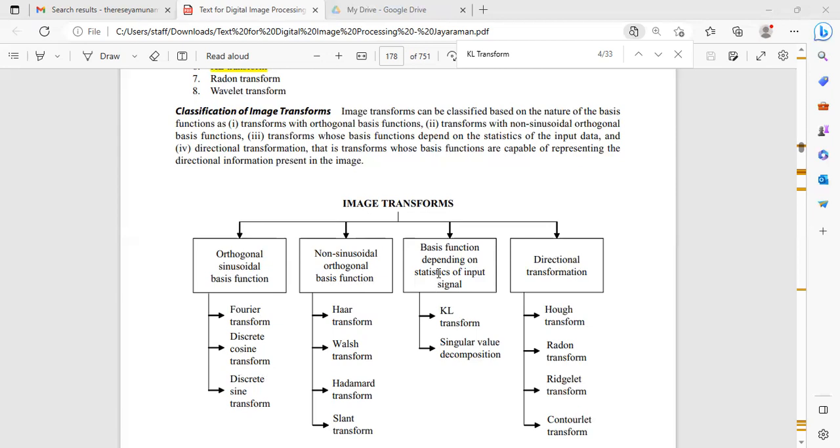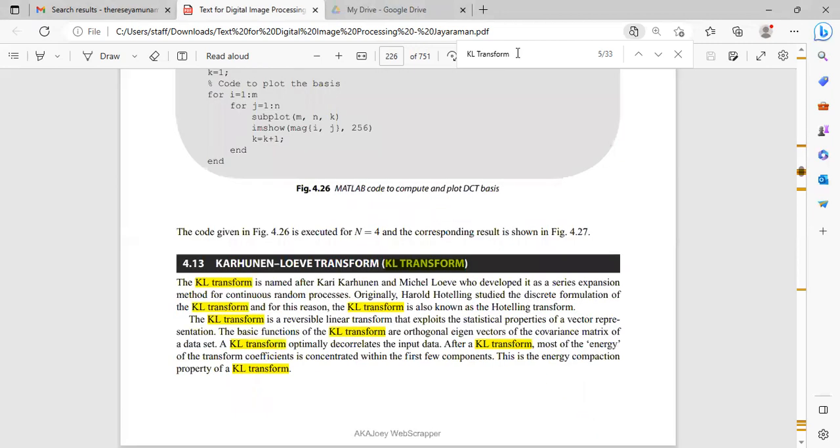Then basis function depending on statistics of input signal. Under that comes KL transform and singular value decomposition. Then you have directional transformation, and under this we'll be studying only House transform. So today we'll try to finish KL transform and singular value decomposition. So let us go to the place where KL transform is given.